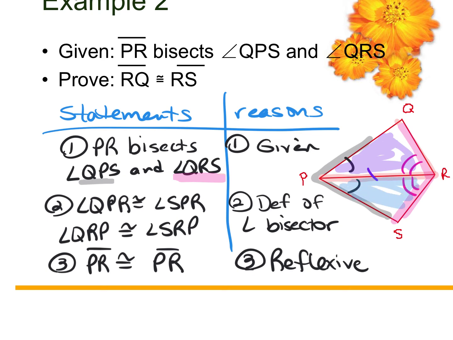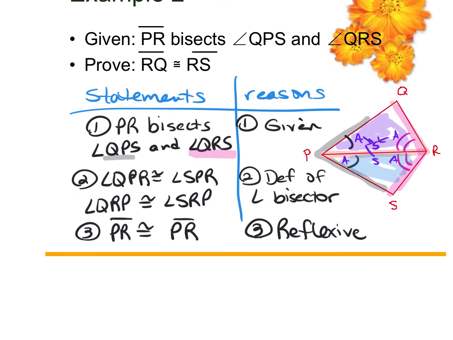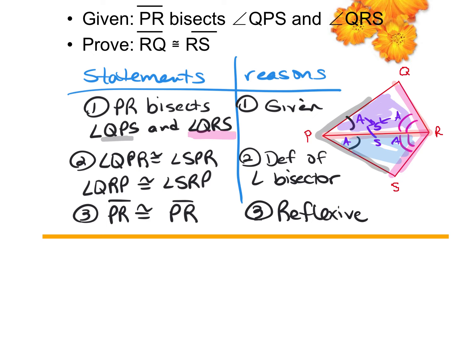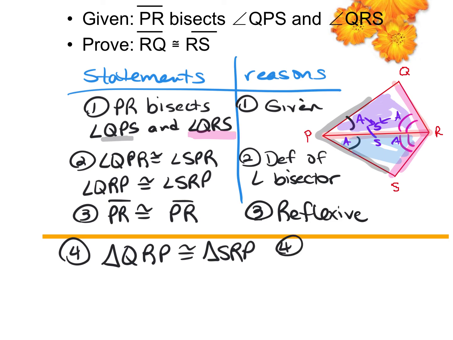And notice this time what's labeled is I've got an angle, the side, and then the angle. So it's the side that's in between the two angles in both triangles. So I can now state that the purple triangle is congruent to the blue triangle by using angle side angle. So QRP is congruent to triangle SRP, and the reason would be angle side angle.